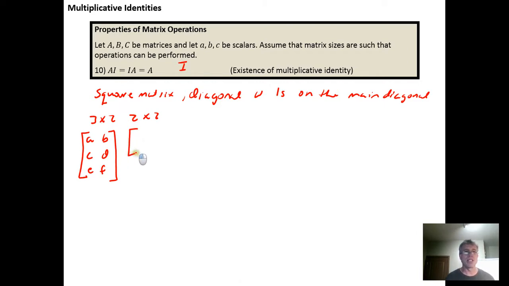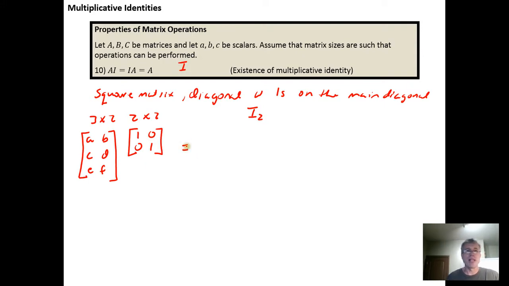So the 2 by 2 identity matrix, which I would denote I sub 2, would look like this. It would be a diagonal matrix. So zeros in every position except on the main diagonal, and the main diagonal will be all ones. So this would be the 2 by 2 identity matrix. So identity matrices will always be square matrices.